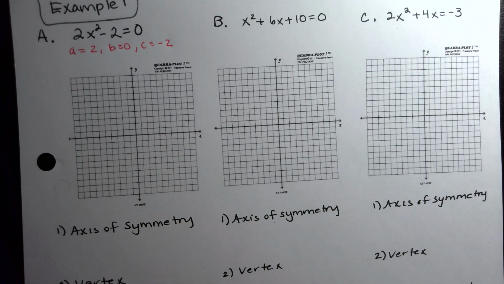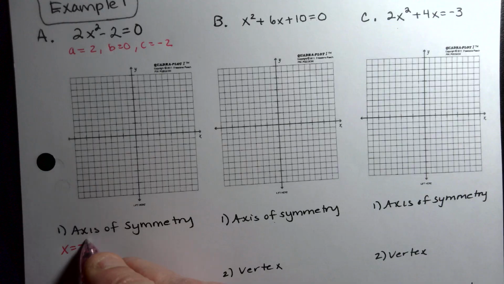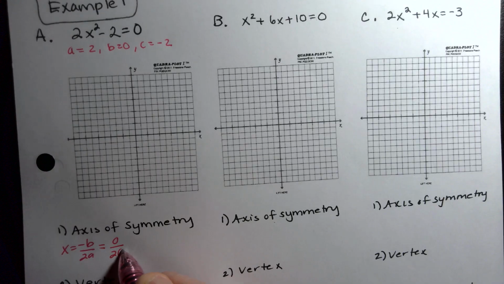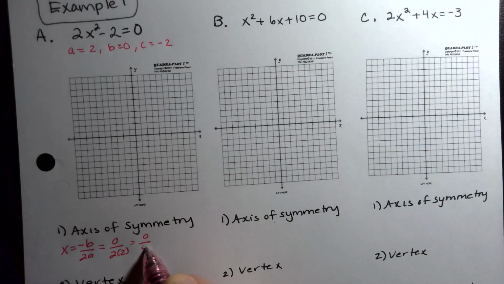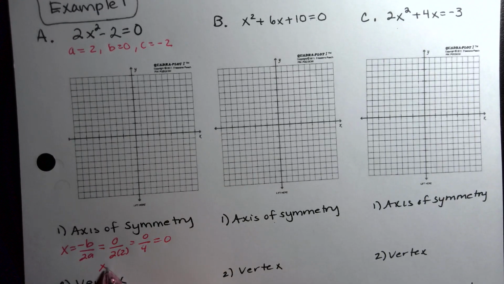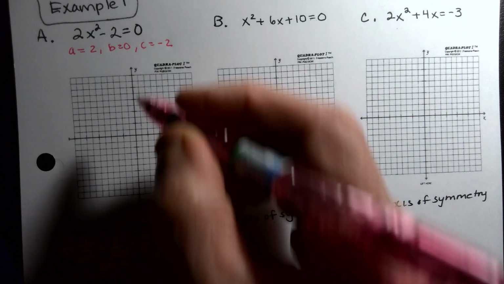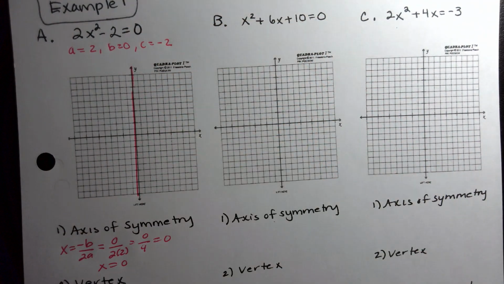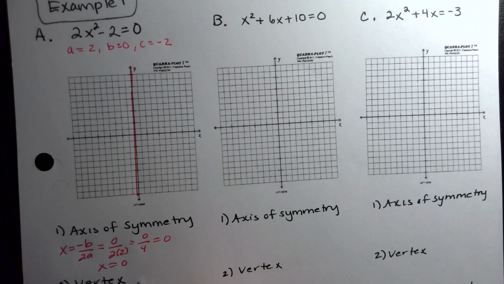All right, so we'll do the axis of symmetry first. Opposite of B over 2A equals opposite of B, which is 0, over 2 times 2. It doesn't really matter because 0 over 4 is 0. X equals 0. All right, so there is my symmetry line. Now the vertex: 0. Substitute it in and see what you get.